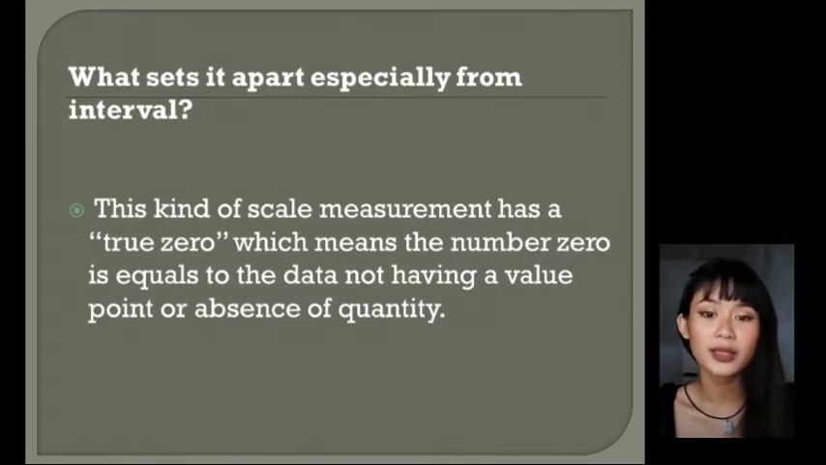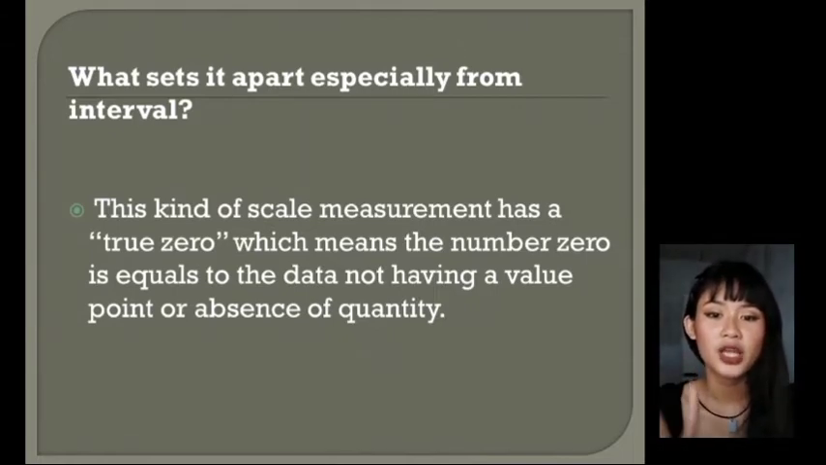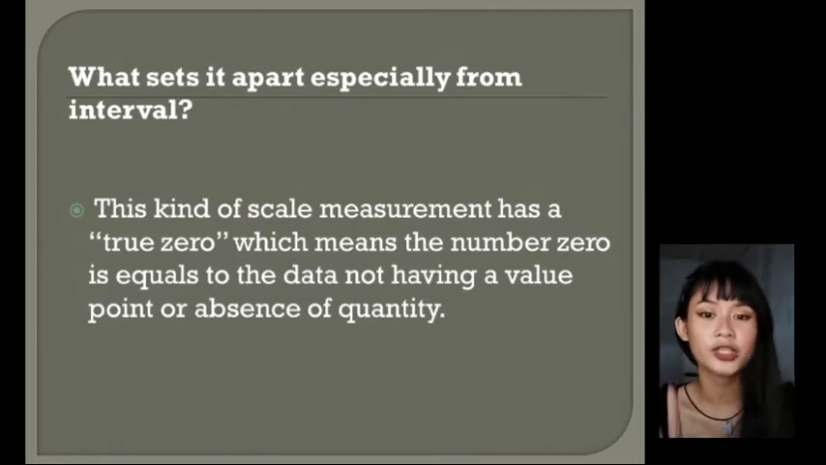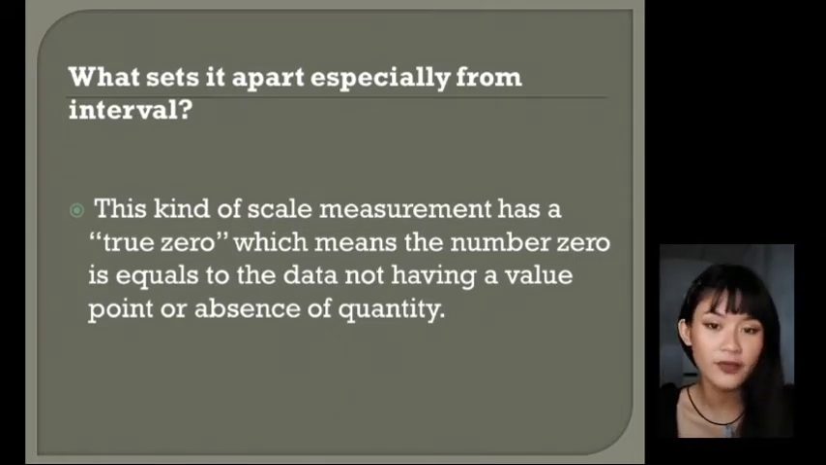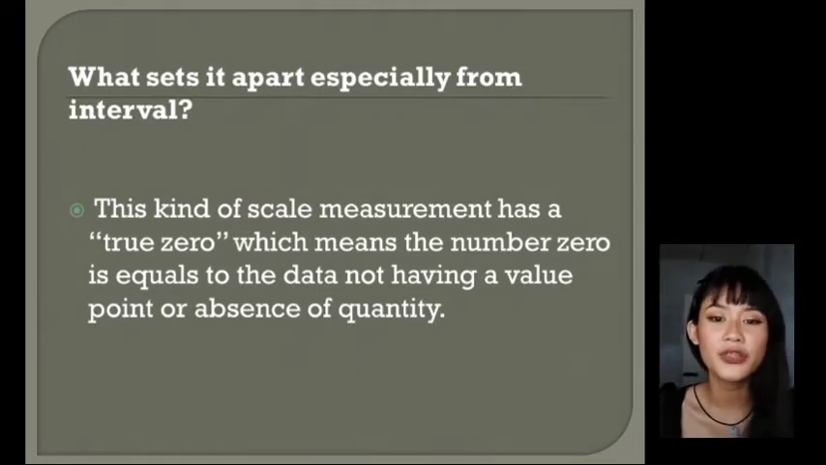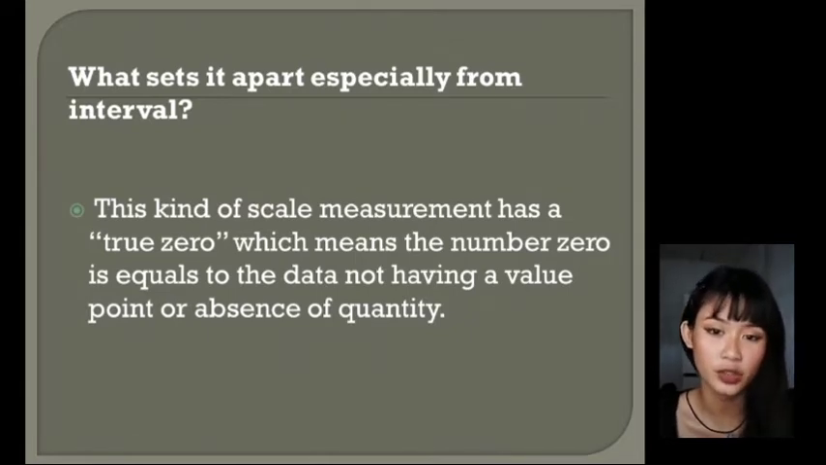Someone who can exert 10 pounds of pressure and earns a score of 10 exerts twice as much pressure as a person who exerts 5 pounds of pressure and earns a score of 5. On this test, it is possible to achieve a score of 0, indicating a complete lack of exerted pressure.